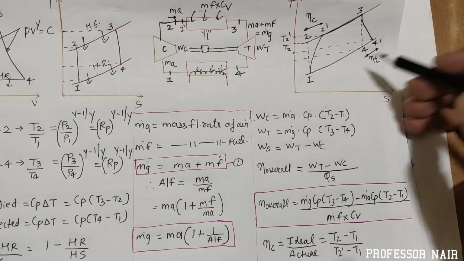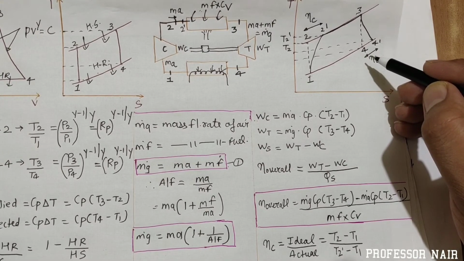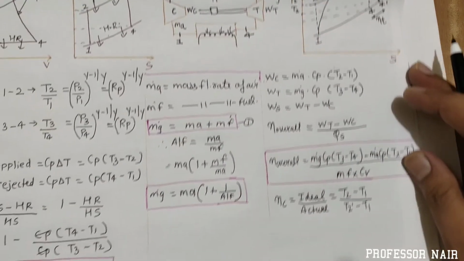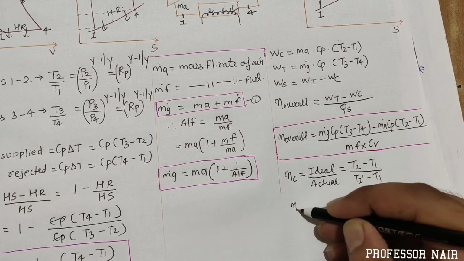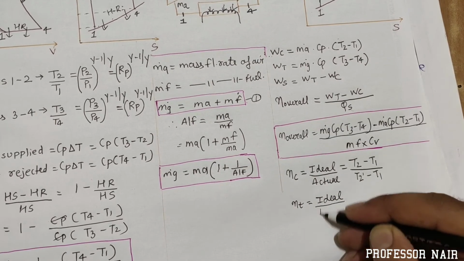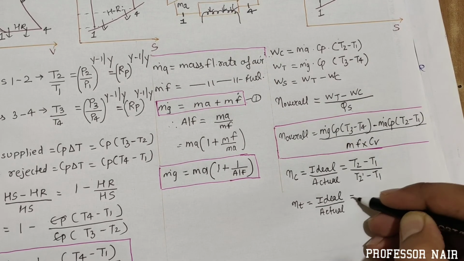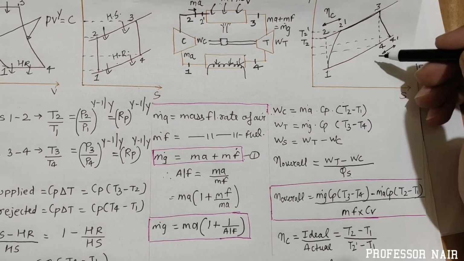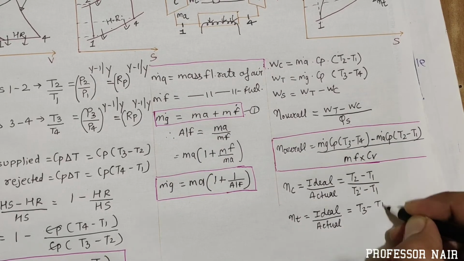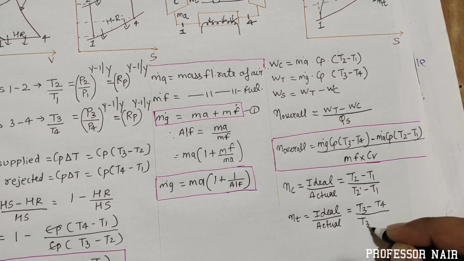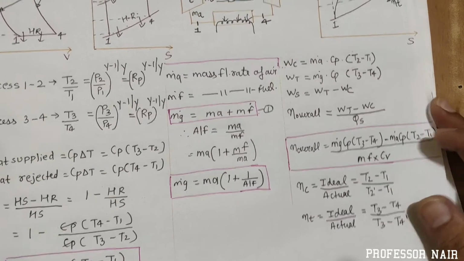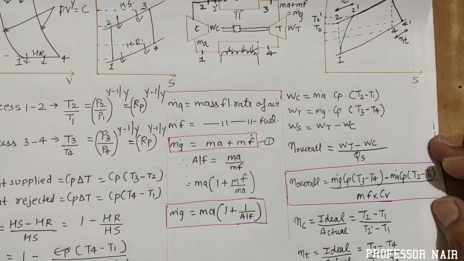Similarly, you can derive turbine efficiency. Turbine efficiency would be ideal upon actual. Ideal is 3 to 4 and actual is 3 to 4 dash. So efficiency of turbine, again ideal upon actual, would be ideal 3 minus 4 and actual 3 minus 4 dash, so T3 minus T4 upon T3 minus T4 dash. In this way you can learn the formula for compressor efficiency and turbine efficiency.